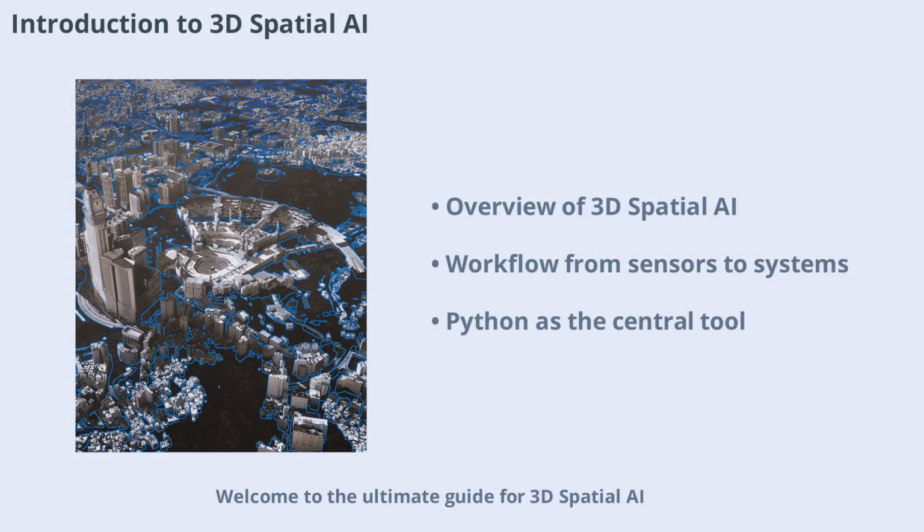Welcome to the ultimate guide for 3D spatial AI, where we unravel the entire workflow from sensors to systems. This video will walk you through the interconnected steps of capturing, understanding, and delivering spatial data using Python. We'll explore point clouds, reconstruction, segmentation, deep learning, semantics, and rendering, all mapped into a single, cohesive pipeline. Whether you're a beginner or an expert, this guide will help you see how each skill feeds into the next, creating a robust system for spatial intelligence. Let's dive in and discover how these elements lock together to form the backbone of modern spatial AI.